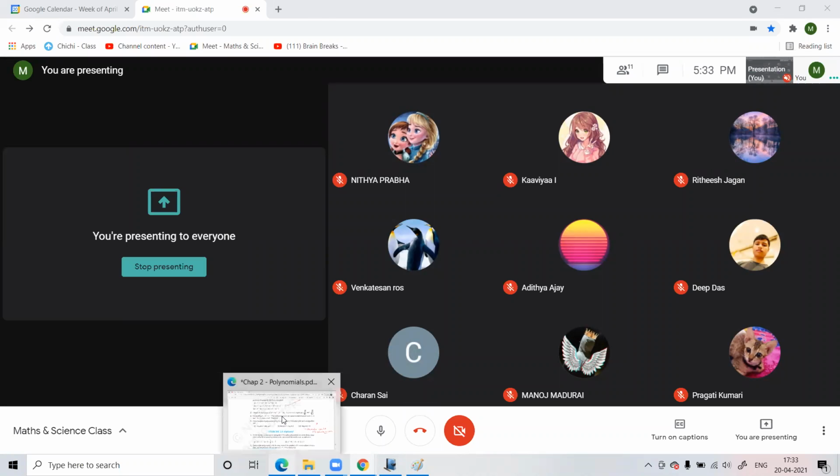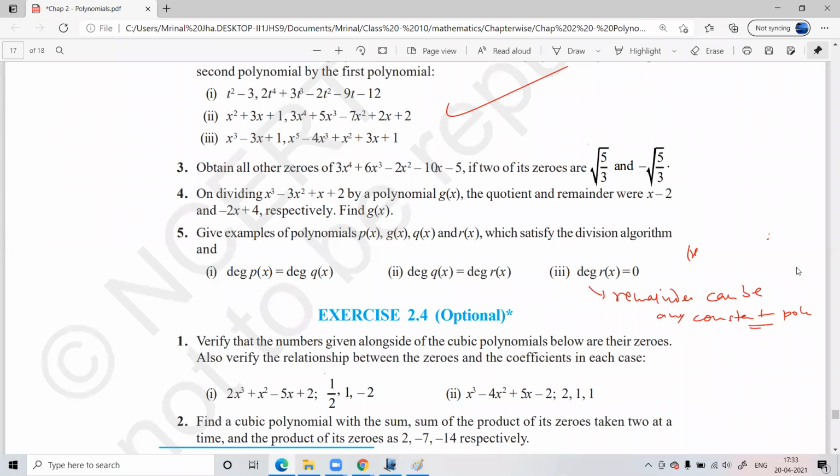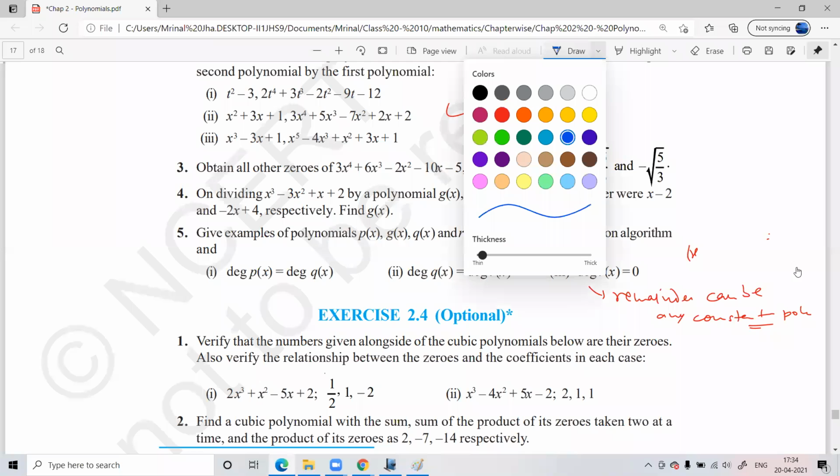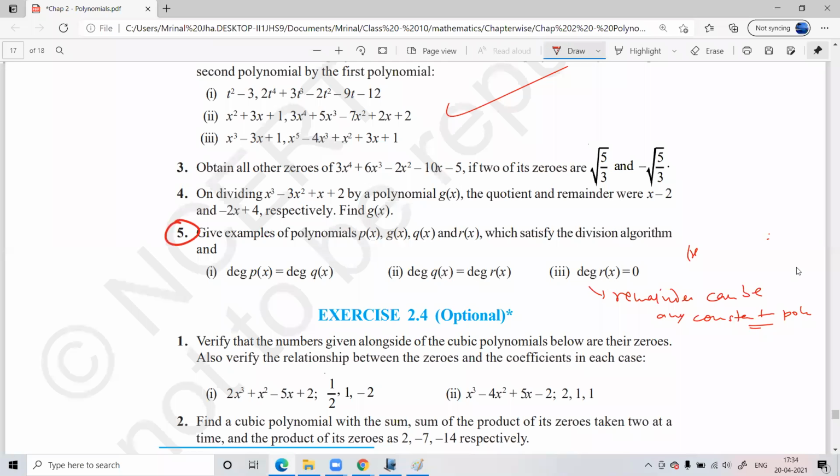Also, let's try to do it very quickly. I'll show you one more way to do this fifth question. Okay, one more way to do the same question.